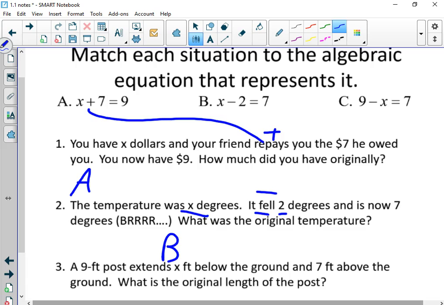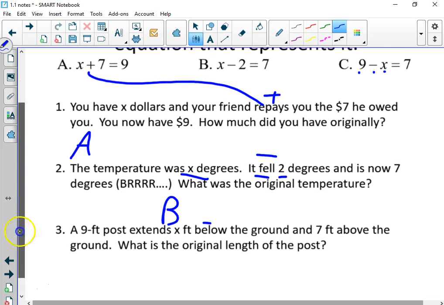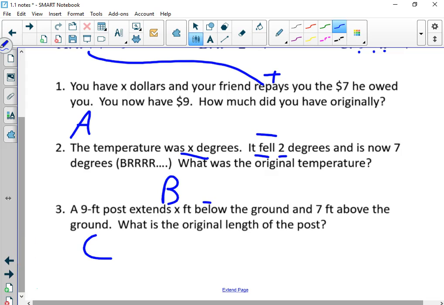A 9-foot post extends X feet below the ground and 7 feet above the ground. What was the original length of the post? Well, below the ground means subtract. So a 9-foot post, below the ground, this amount, leaves 7 feet. So that's C. You're just translating word for word. You're not trying to be beautiful with perfect pronunciation. You just want the key elements.